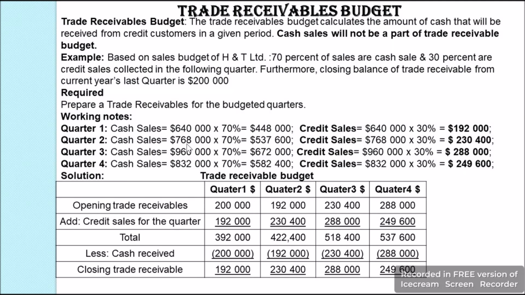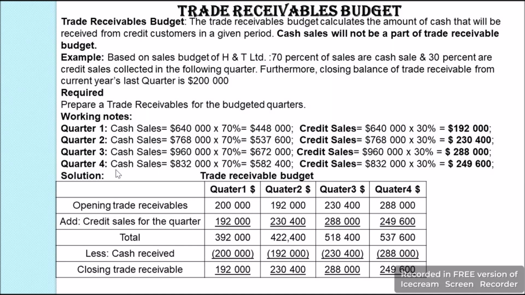In the second quarter we have the sales revenue as $768,000. 70% of this will be $537,600, which will be our cash sales, and for trade receivable we need to find the credit sales, which is 30% of this, and we'll get the value as $230,400. Then in the third quarter we have the sales revenue as $960,000, and 70% of this will be $672,000, which will be taken again in the cash budget, and the credit sales will be 30% of $960,000, which will be $288,000, and this will be used in our trade receivable budget.